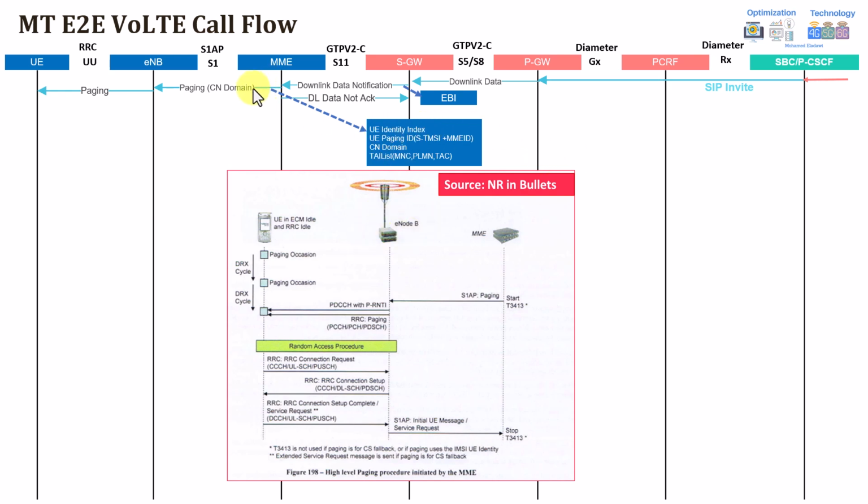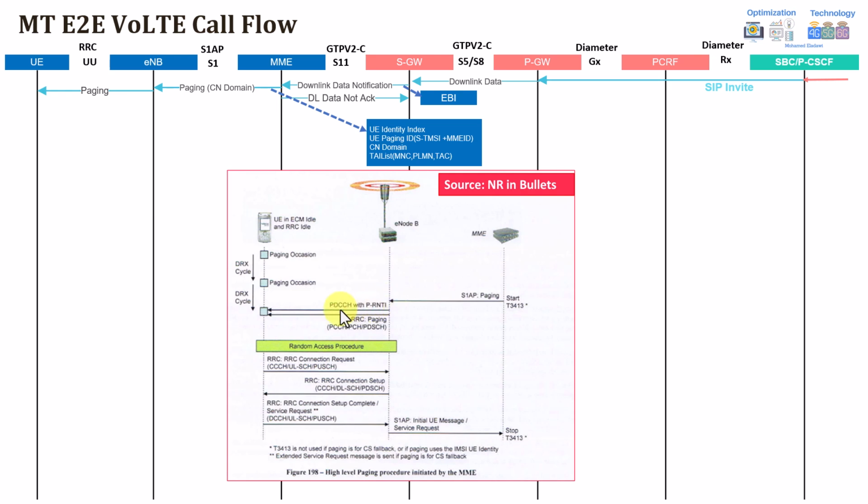The eNodeB will understand what the paging frame is for this particular user. Then the UE paging record will tell them this is the S-TMSI for this particular user, and this is the MME ID for this particular user. The CN domain will just tell them this is the paging, and as we mentioned, with the tracking area update, the eNodeB will know the paging will be forwarded for each tracking area.